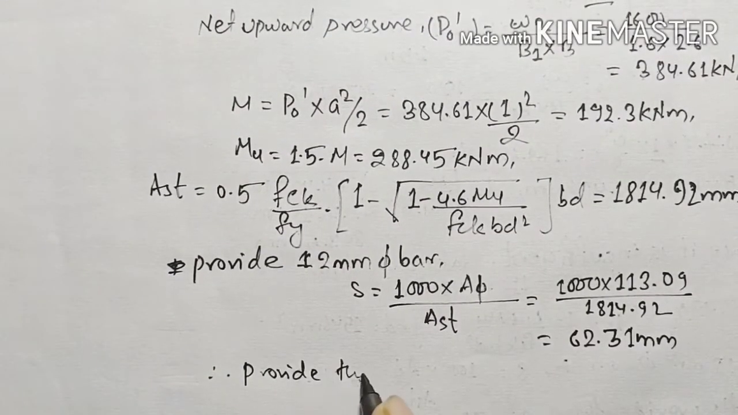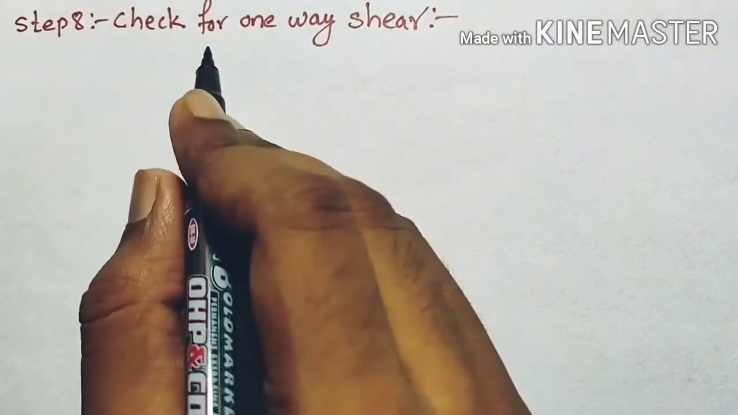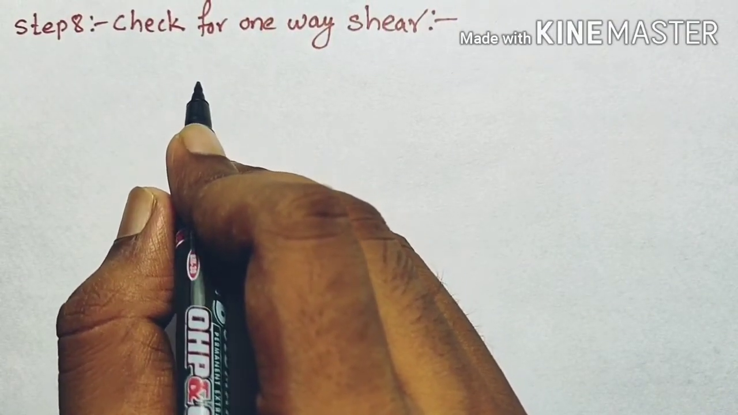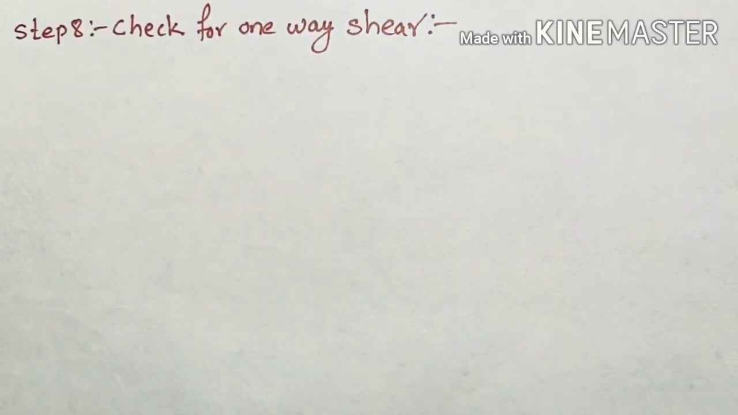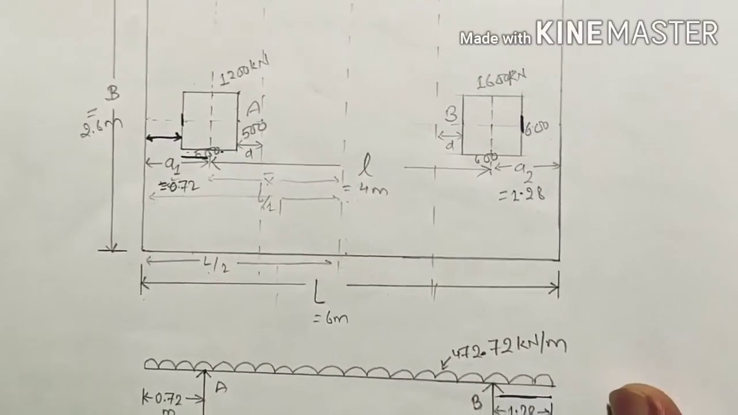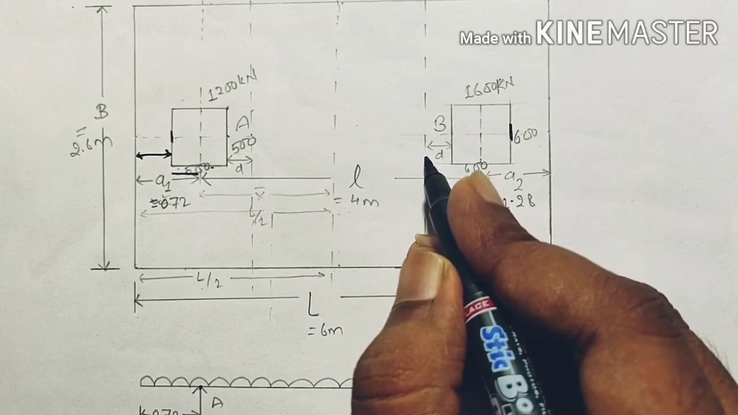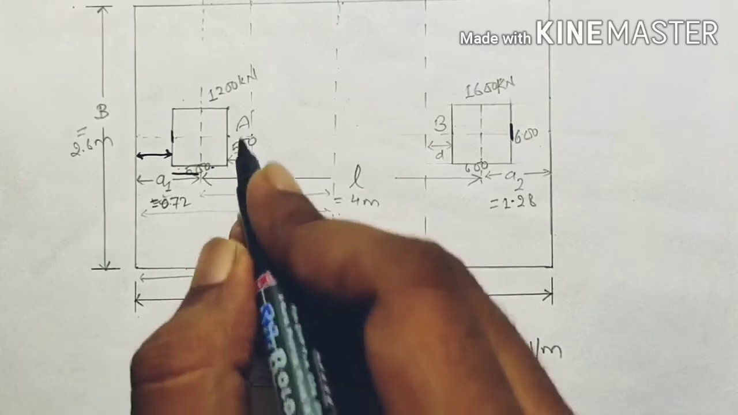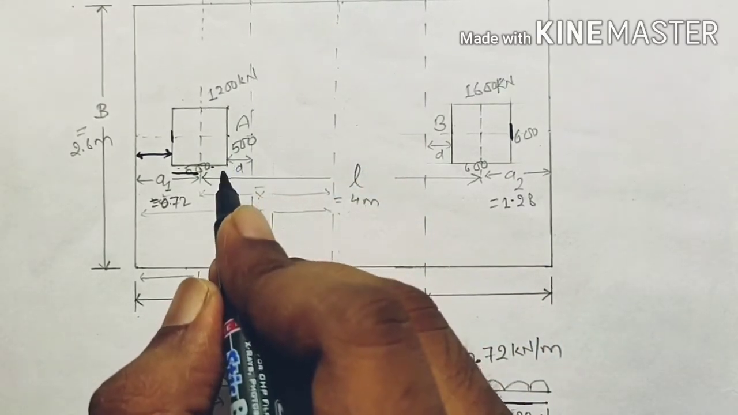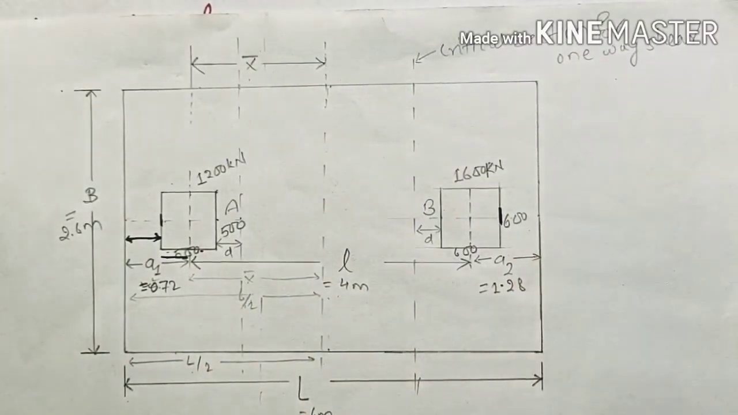Provide these at 70. Here comes step 8, and in step 8 we will be applying the check for the one-way shear, and for that we will need a diagram. So here is the diagram, and let us take the critical section at distance D from the face of the column B. Similarly, for applying one-way shear at column A, we need to take the critical section at distance D from the face of the column. These two lines represent our critical section for the one-way shear. So let's begin the solution now.